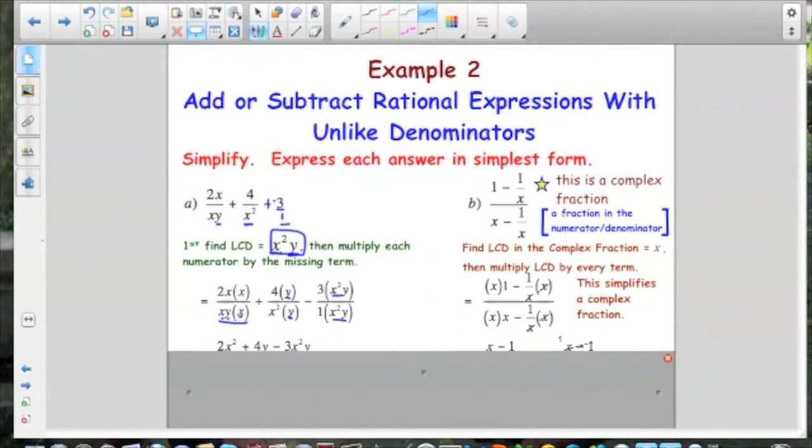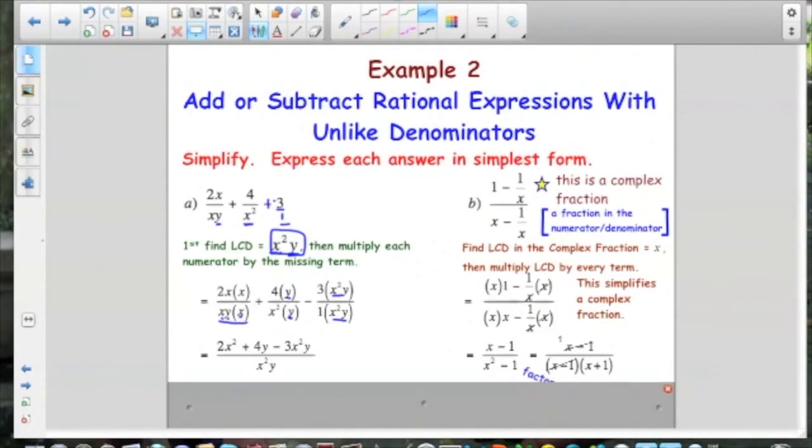So now it's time to multiply. Well, first of all, bring down your lowest common denominator, just put that in, because that is your lowest common denominator. Now, you look at the numerators. So 2x times x is 2x squared. 4 times y is 4y. And remember, this is a negative. Negative 3 times that is that.